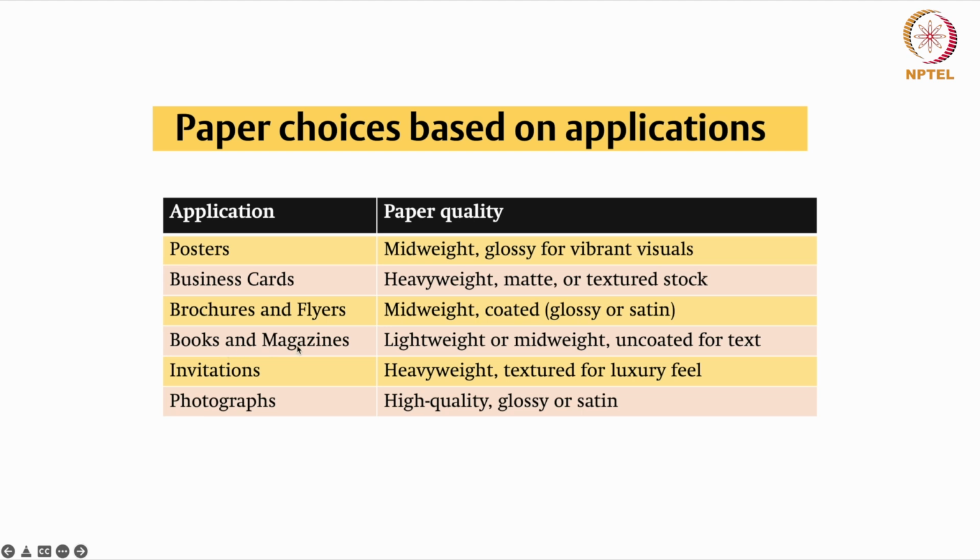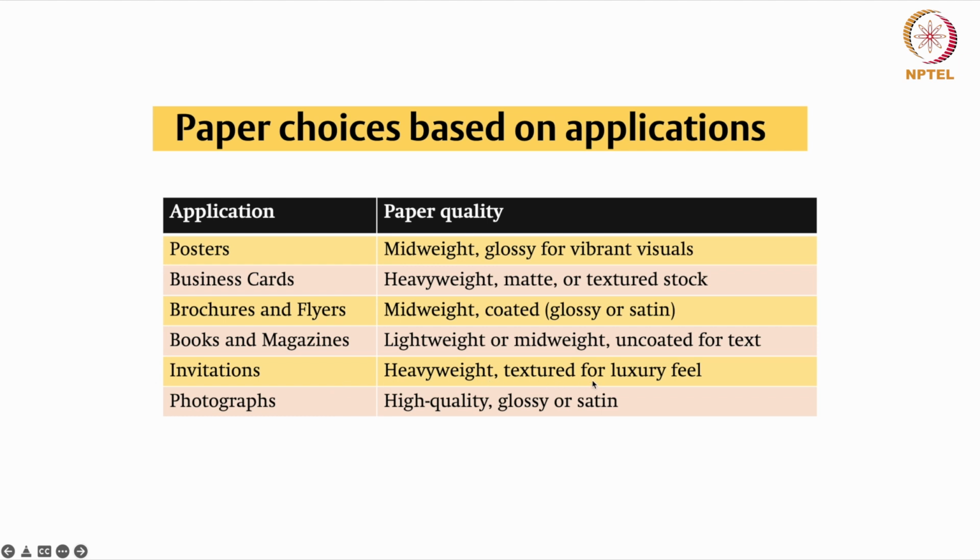For books and magazines, you have to go with lightweight paper because you have so many pages which are going to be combined together, and you need uncoated paper so that the surface will not be reflective, and then it will be easier for readers to go through it. Then for invitations, heavyweight, textured for a luxury feel.